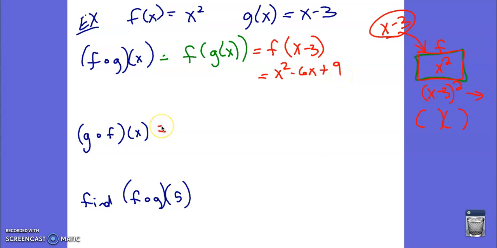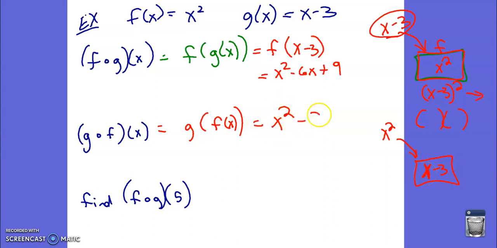All right, so let's look at this one. Just the opposite, the composition of g and f. Not f then g, but this is g then f. You're going to take g, and then substitute f of x inside of the g of x function. So you have the g of x function, x minus 3, and you're substituting in x squared. You're going to replace this x with x squared. This one happens to be quite easy because all you have to do is that.